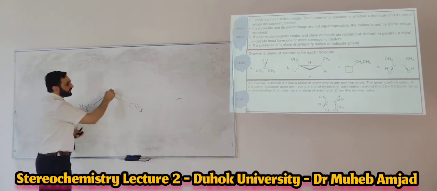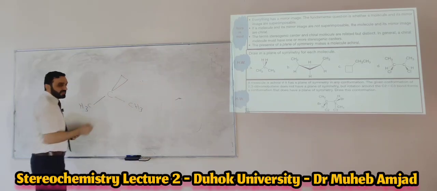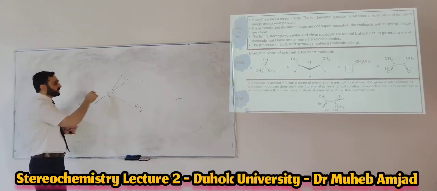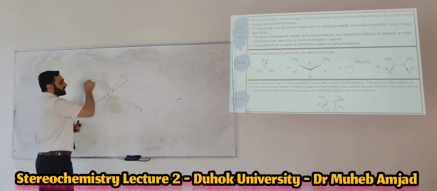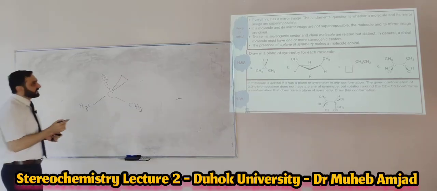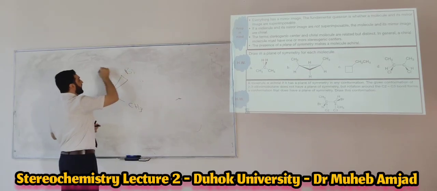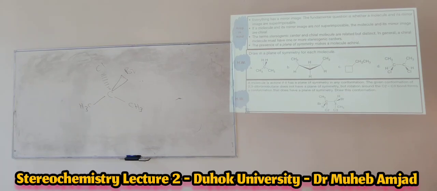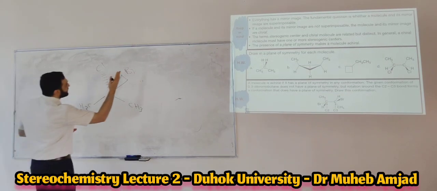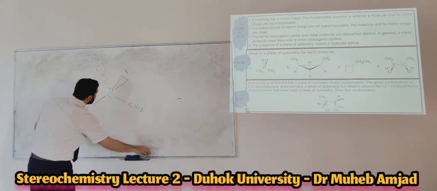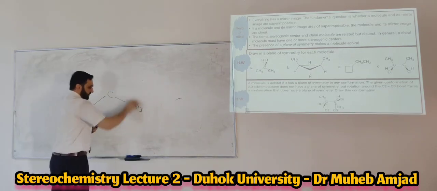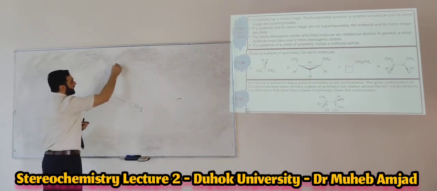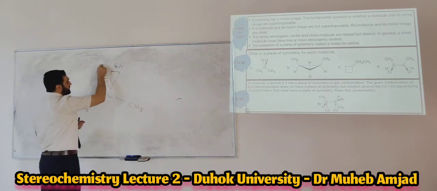The group near you will be drawn how? With a wedge. And the one far from you, behind, will be dashed. For example, I will put here Br, and here Cl. Now this molecule has a plane of symmetry if you put the plane of symmetry on this side. To make it more clear for you, like that, for example Br and this Cl.